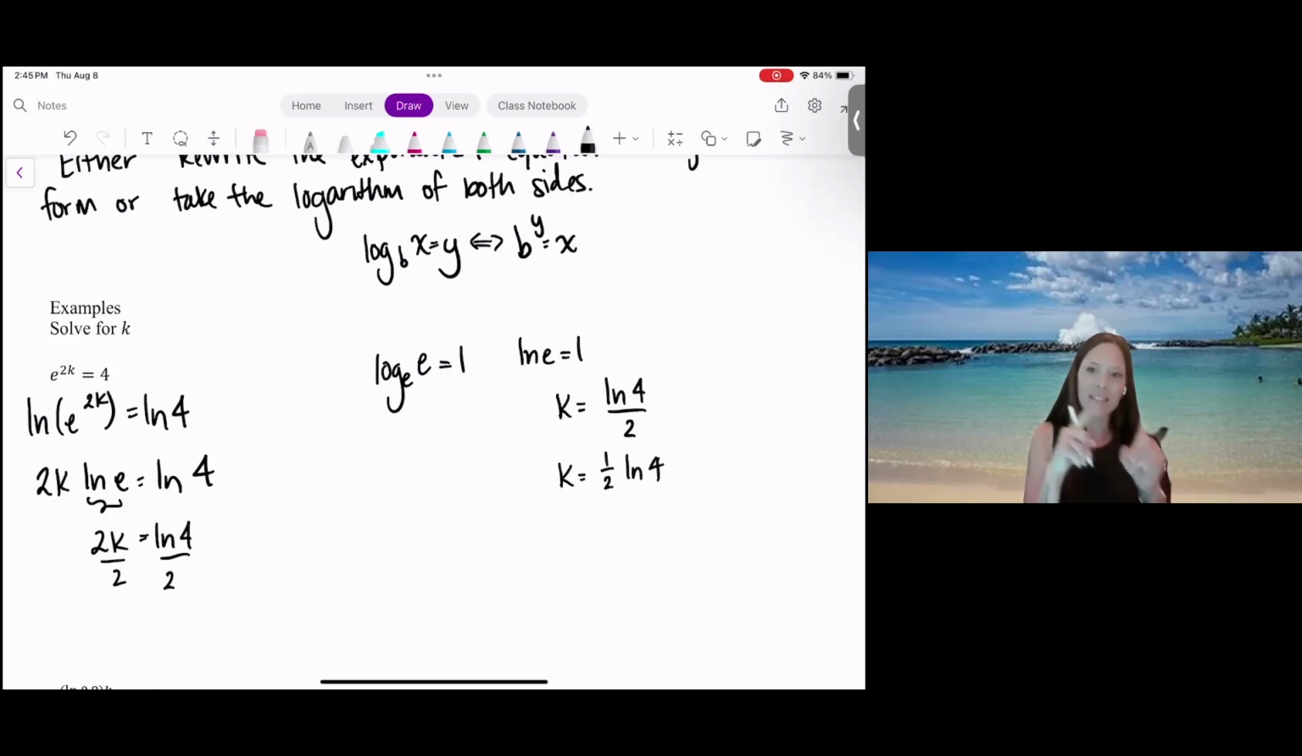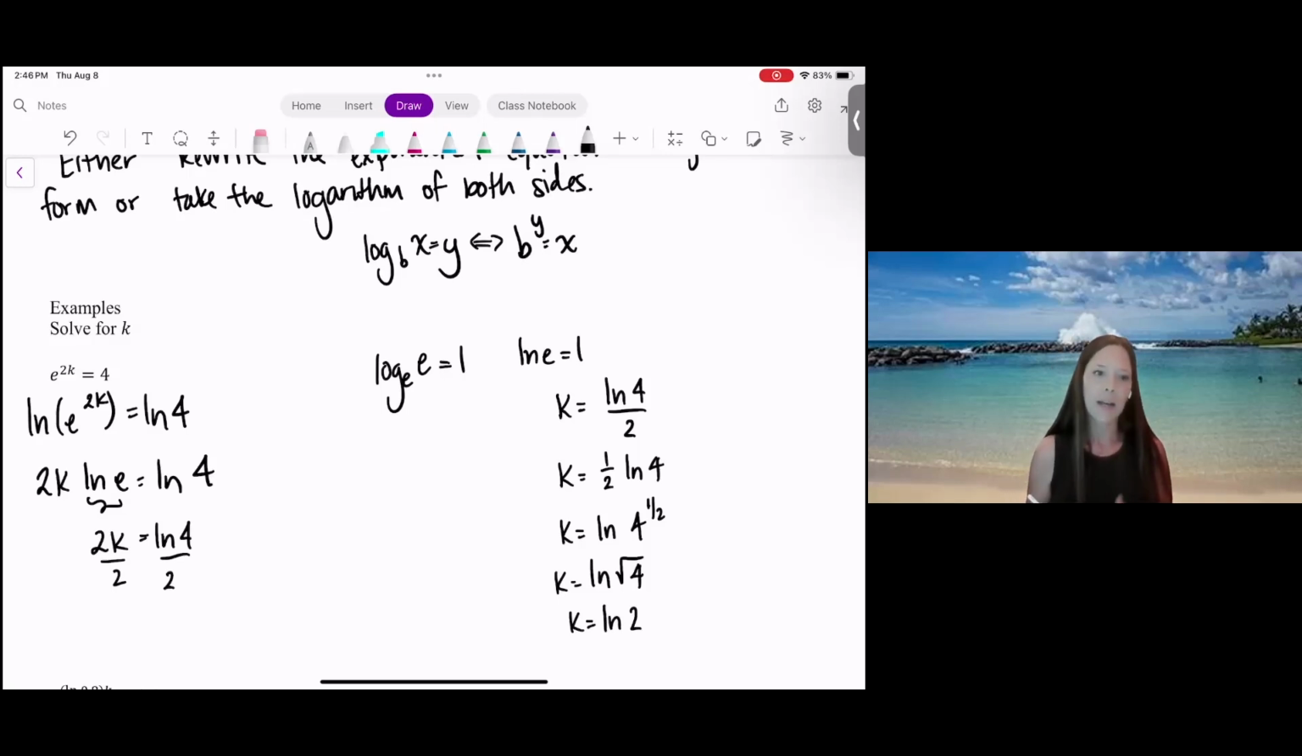Now, dividing by 2, that's the same thing as saying k equals 1/2 natural log of 4. I could then use that same property and actually make the coefficient the exponent, which is saying k equals the natural log of 4 to the 1/2, and 1/2 is the square root. That's k equals natural log of square root of 4, or k equals natural log of 2. Now, it depends on your teacher or your instructor what they're looking for. They might accept natural log of 4 over 2 or 1/2 natural log of 4.